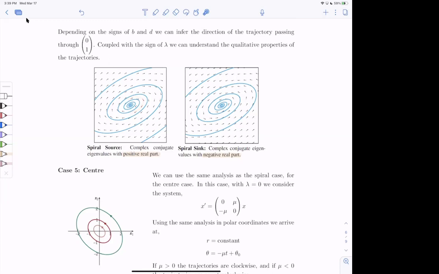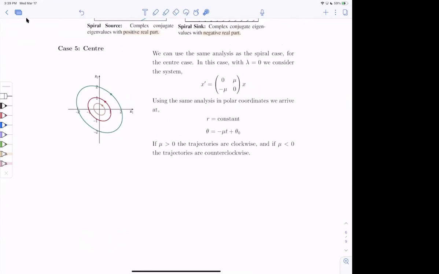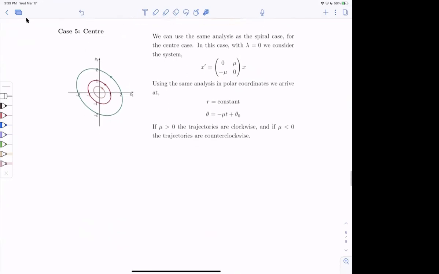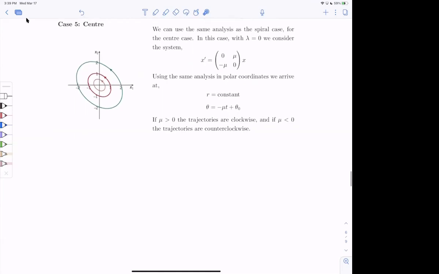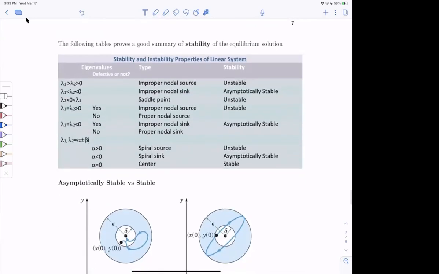And lastly, when your real part equals 0, then it's called center. It's like a lollipop here, see? So center is just center. There is no positive or negative involved because it's imaginary. And that's everything. And here is a chart. I spent a lot of time on this, so hopefully it's going to be helpful.